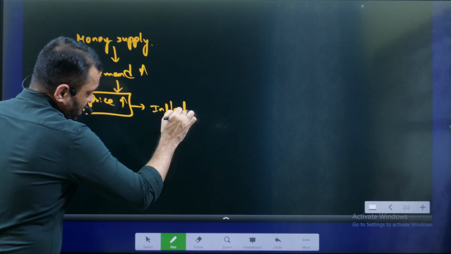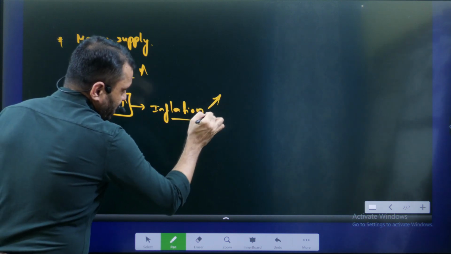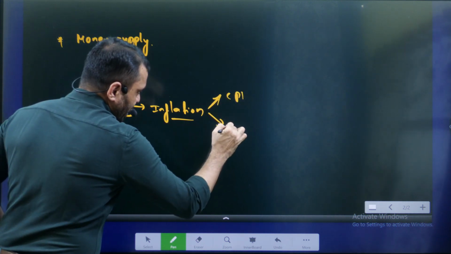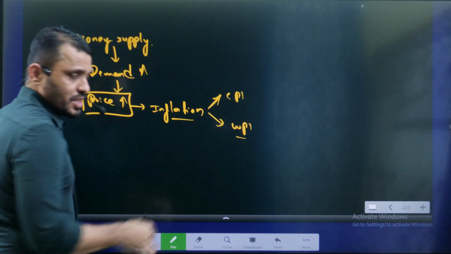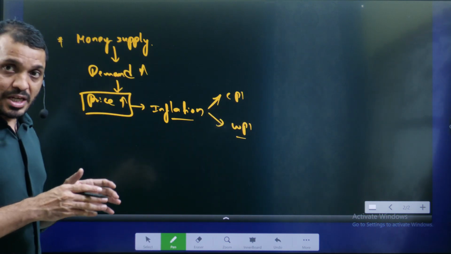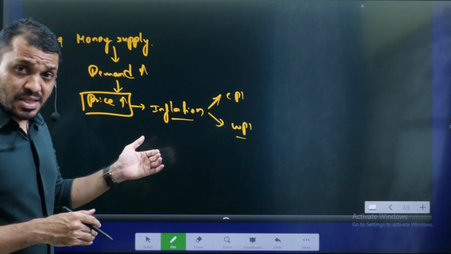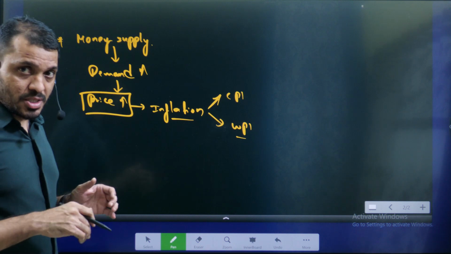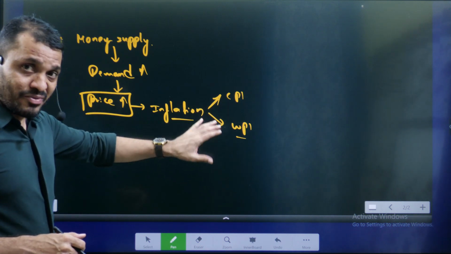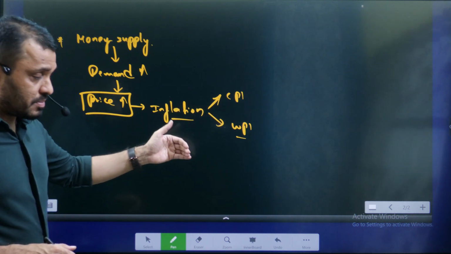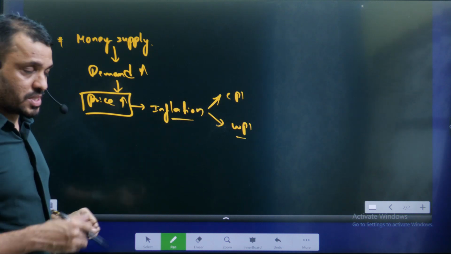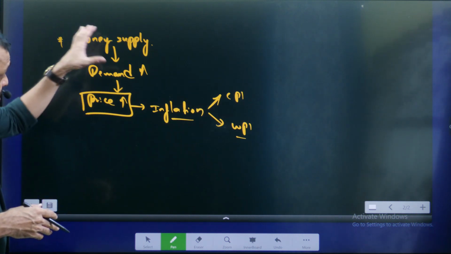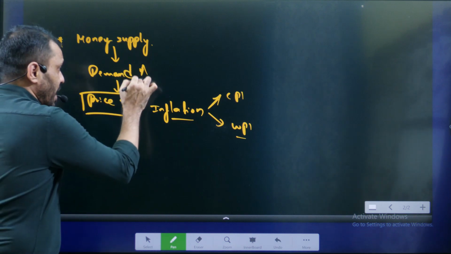Inflation will come. In India, inflation is measured in two ways, CPI as well as WPI. Out of these two, which one will be taken into consideration when RBI is deciding the monetary policy? Tell me. Okay, keep your answer in the comment section. Let's see which one will be taken into consideration by RBI when they are deciding the monetary policy. Tell me, students. So this is about money supply.